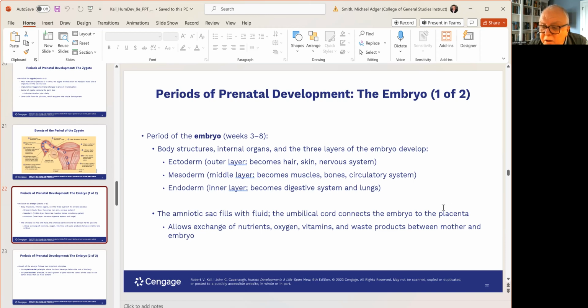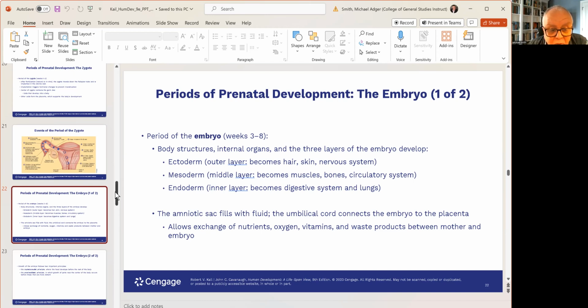Anything that the mother puts in her body at this stage will be shared with the baby. So say a mother's on crack or on some other drug, that drug gets transferred. If she's an alcoholic, the alcohol gets transferred. So we have babies today that are born already an addict before they even get into the world, or already almost an alcoholic. It allows the exchange of nutrients, also of oxygen, because the baby has to have oxygen in order to live, vitamins, and then waste products between the mother and the embryo.